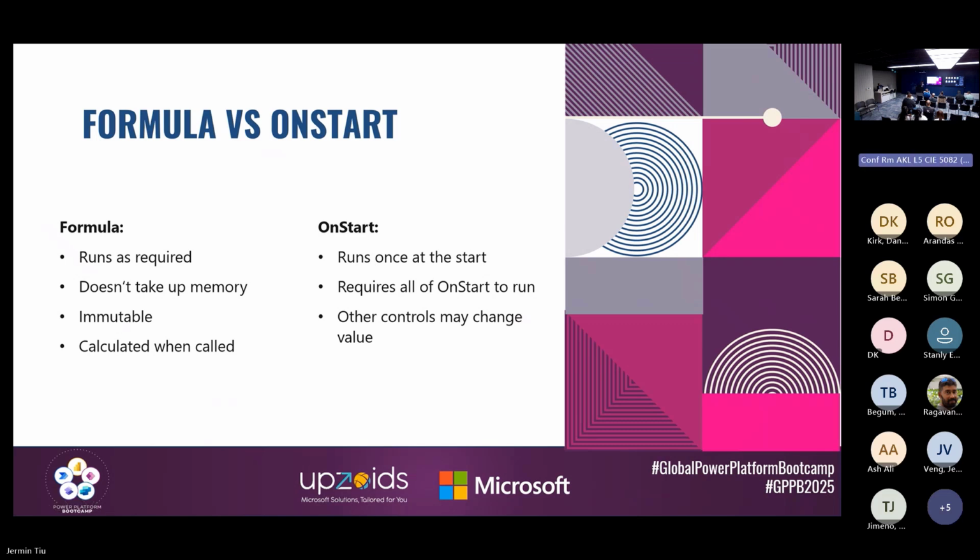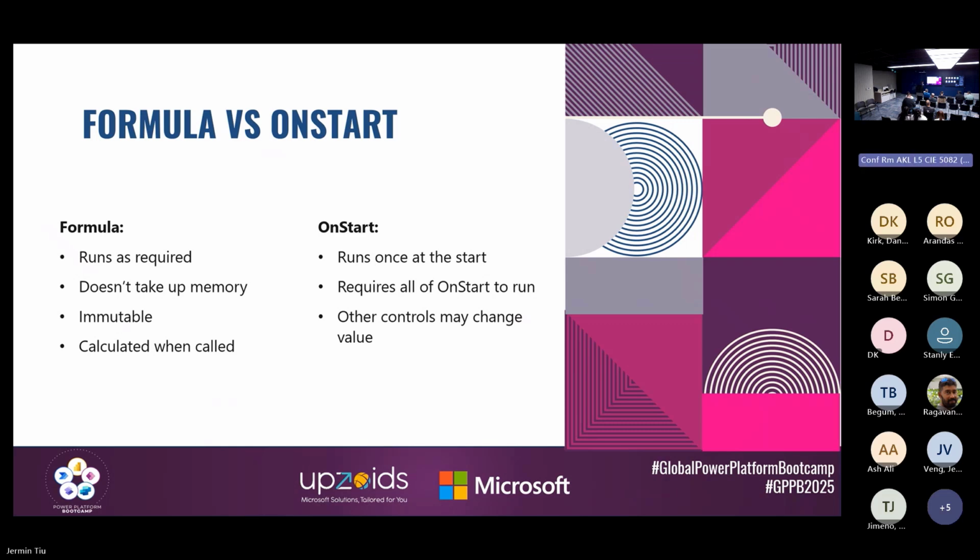Most app developers use the onStart, and it's very common to stick a whole bunch of global variables in your onStart. The problem with onStart is that it's a global variable, which means something else in your app could change it, and then you've got to hunt down what made that change. Whereas a formula is immutable, it doesn't change at all. It's basically a constant. Once you've set it, it's not going to change.